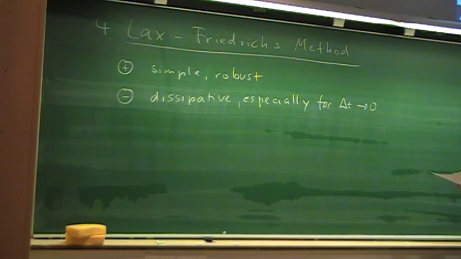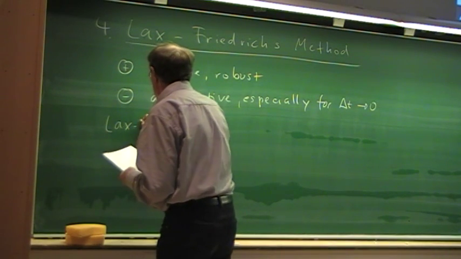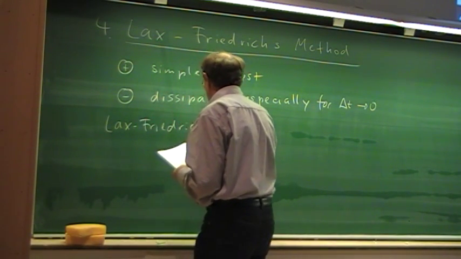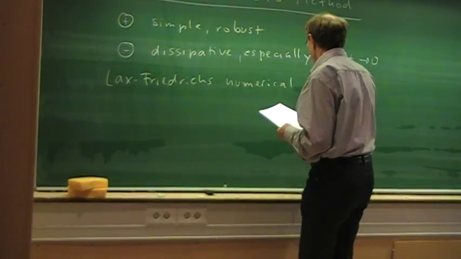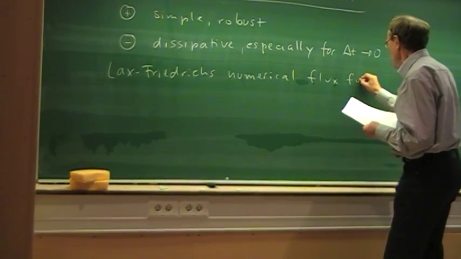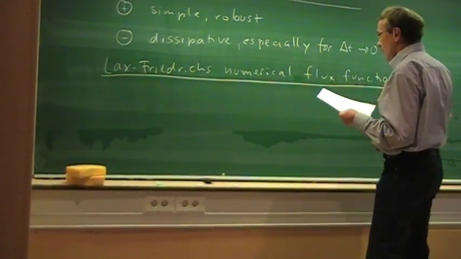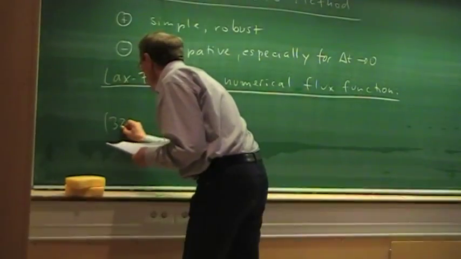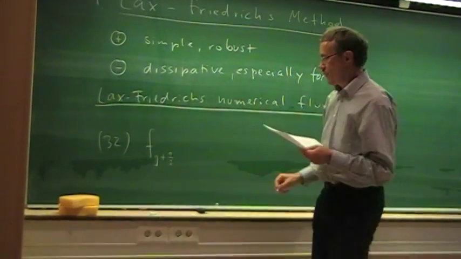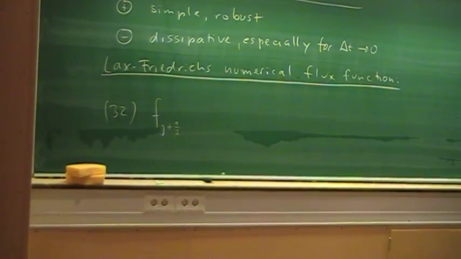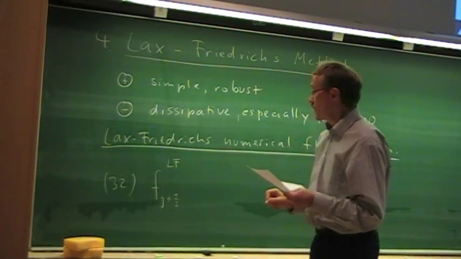And the flux function is the following. So the Lax-Friedrichs numerical flux is the following. That is 32. We again consider here, because it is convenient, just the face j plus 1/2. And then we use the acronym LF for Lax-Friedrichs.